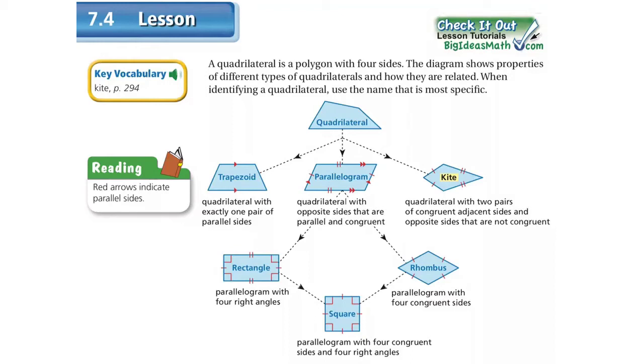And then we've got the parallelogram. And a parallelogram is a pretty common quadrilateral. It's got opposite sides that are parallel and congruent. Opposite sides, the same size, and they're parallel.